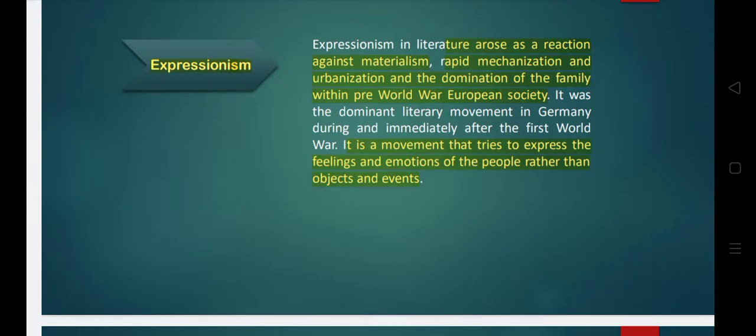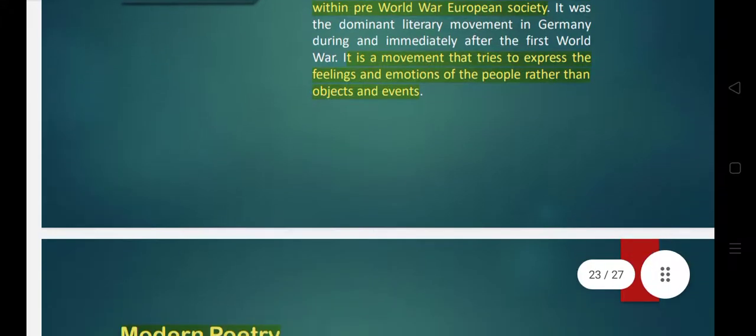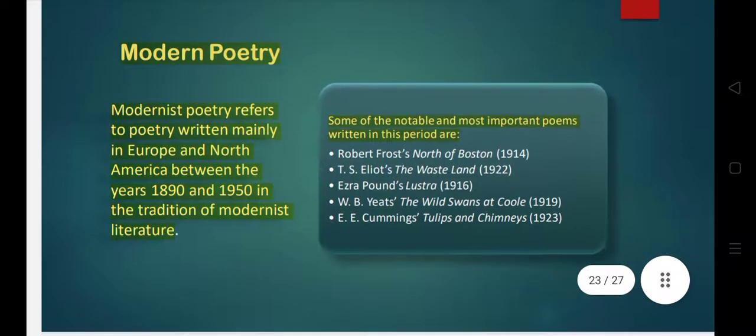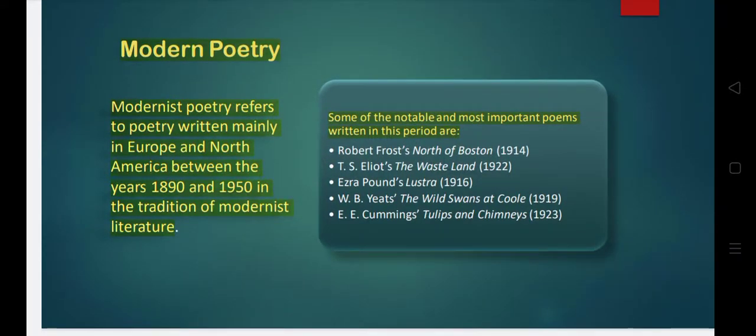So it was a literary movement, again a reaction against materialism and rapid mechanization, meaning the rapid growth of machines and urbanization that took place due to the Industrial Revolution, and the dominance of family within pre-World War European society. It's a movement that tries to express the feelings and emotions of people rather than objects or events. Now we'll see modern poetry.